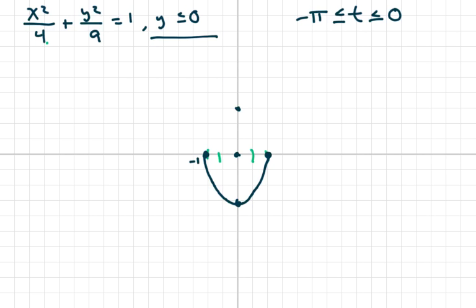And so here it is. So this is from negative pi to 0. And my orientation, we're going from negative pi to 0. Alright, and that's your graph.